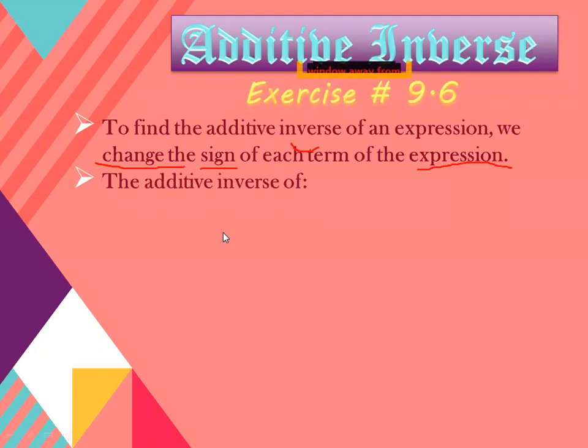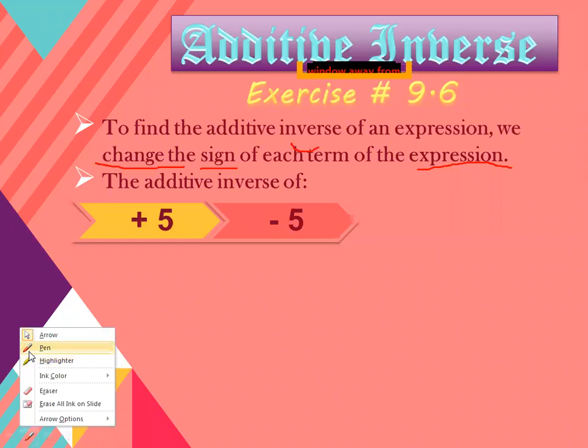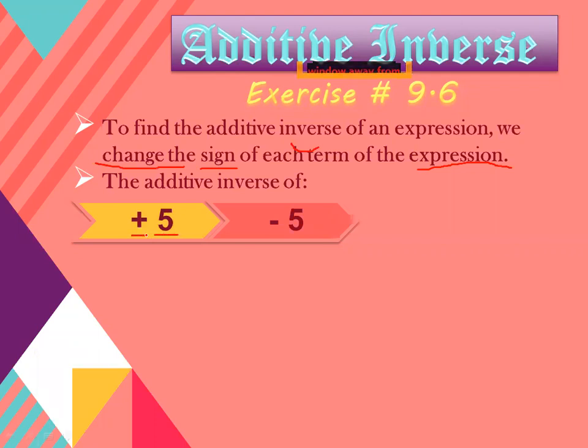Suppose you want to find the additive inverse of plus 5. You will change the sign of this term. 5 is your term, and the term sign here is plus. So the additive inverse of plus 5 will be minus 5, which means you write the inverse operation. Suppose here you have plus x. The additive inverse of plus x will be minus x, which means you write the opposite sign of it. That is called the additive inverse.